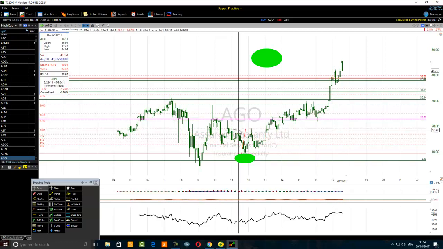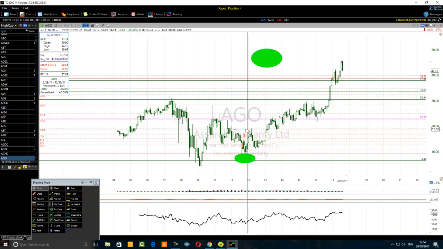Don't ignore the support below. Don't sell into a support level. Don't be the last person selling. Don't be the last person buying into a resistance level.